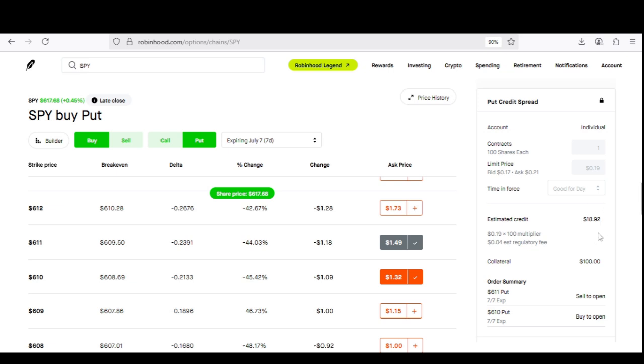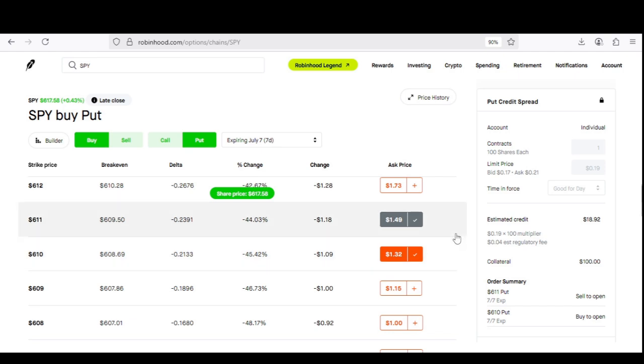Receiving $19 and only putting up $100 for collateral, that's going to give you a return of 19%. Now, 19% return in just 1 week is an extremely high and lucrative return. So that's a very, very good trade right there. Now, if you think 19% return is too high and is too risky, then here is one thing you can do in order to mitigate your risk.